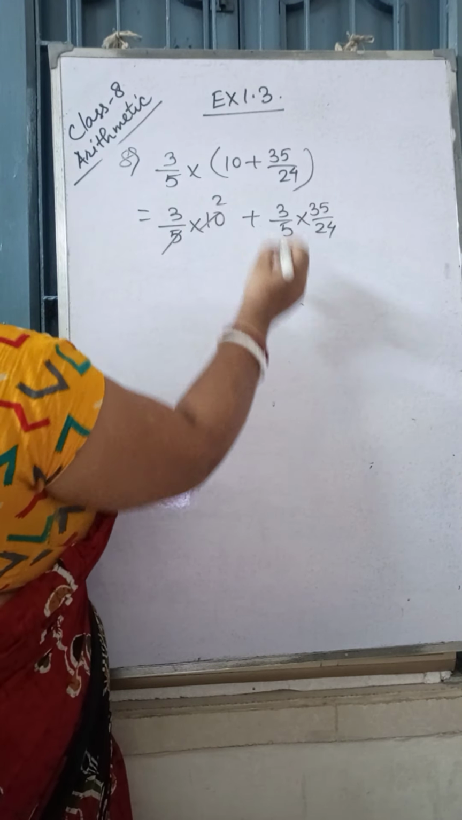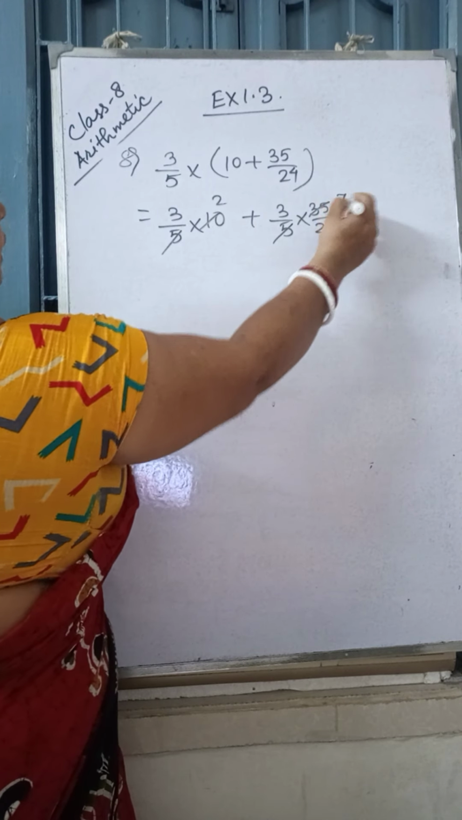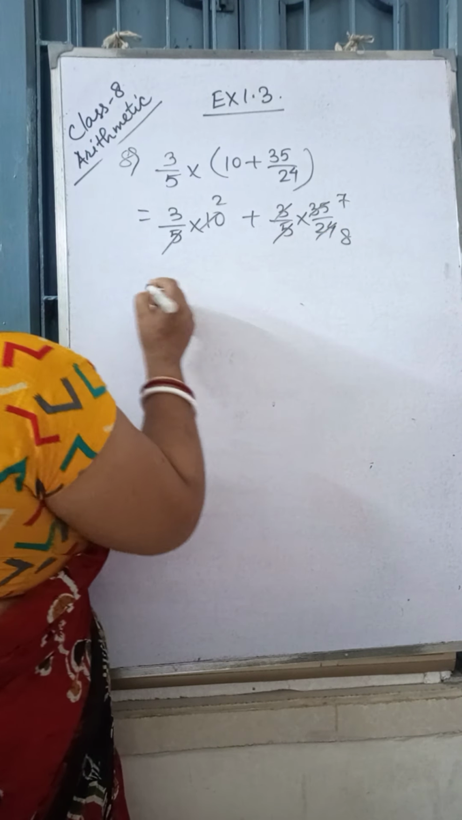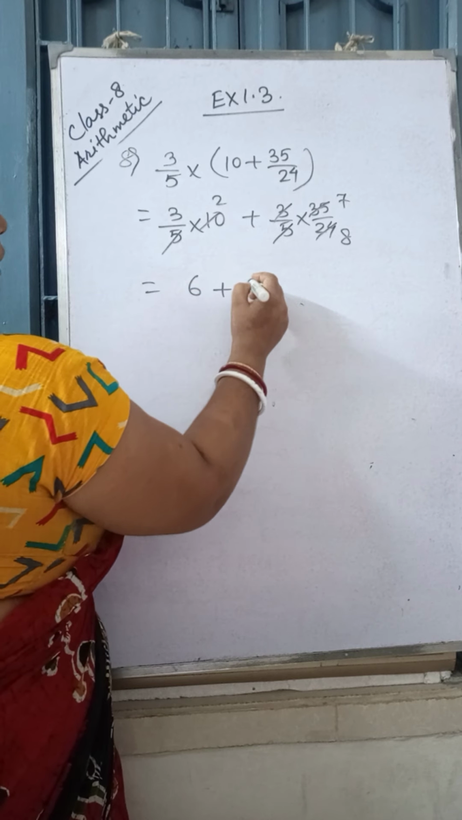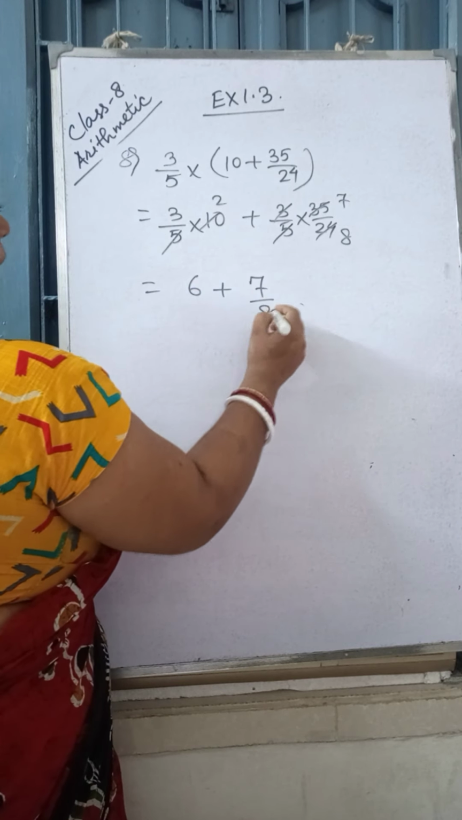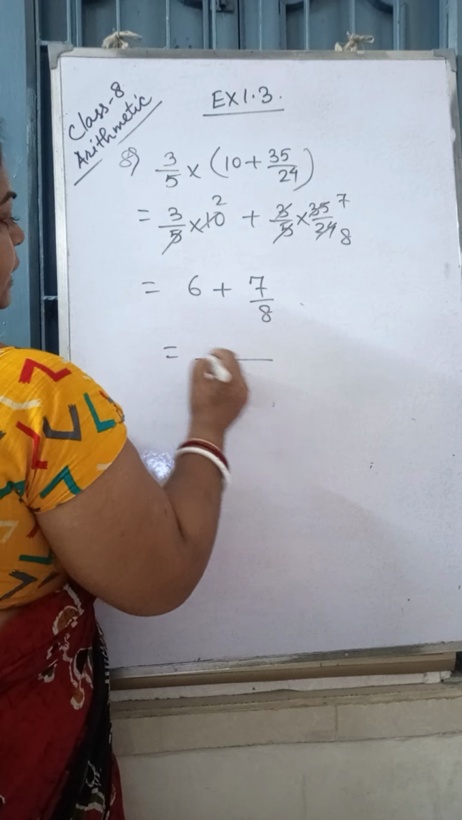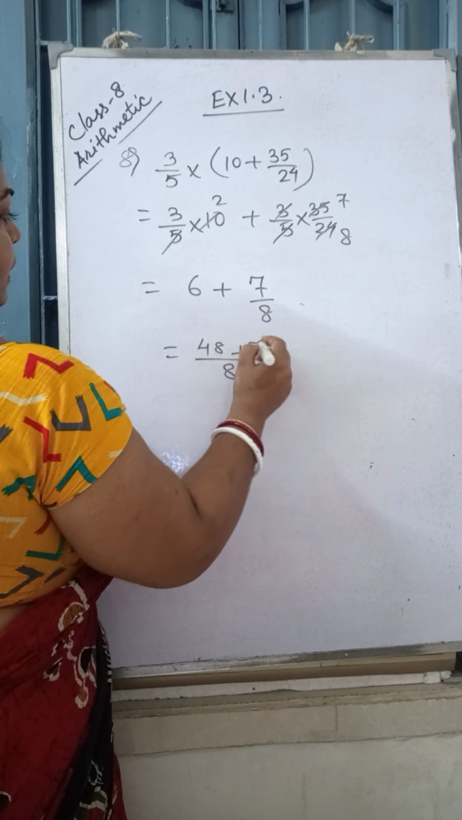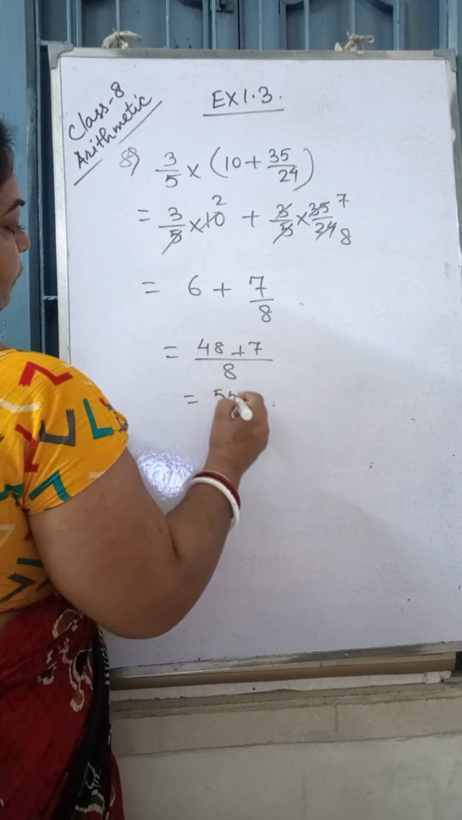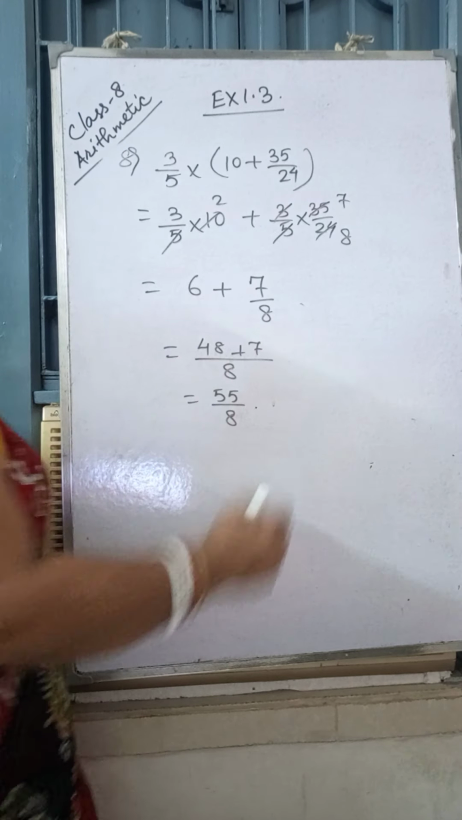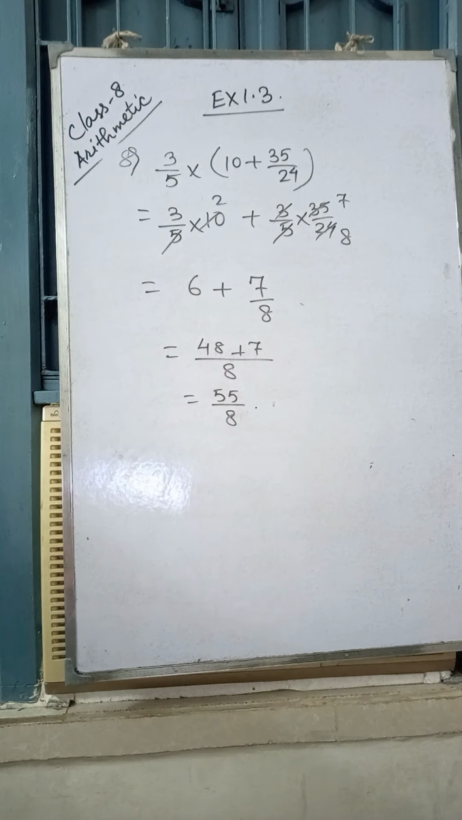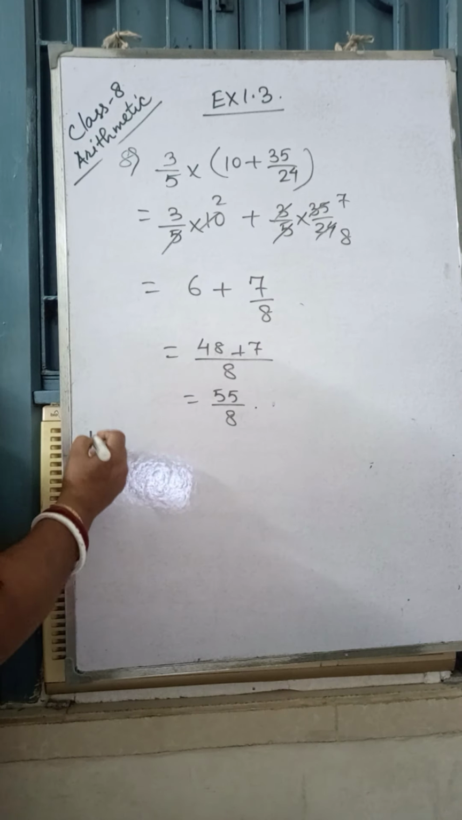So this gives you 5 2s are 10, 5 7s are 35, 3 8s are 24. Or we get 6 plus 7 by 8. Or the LCM is 8, 48 plus 7, 55 by 8. In this way we have to solve it. Is it? Let us see number 4.